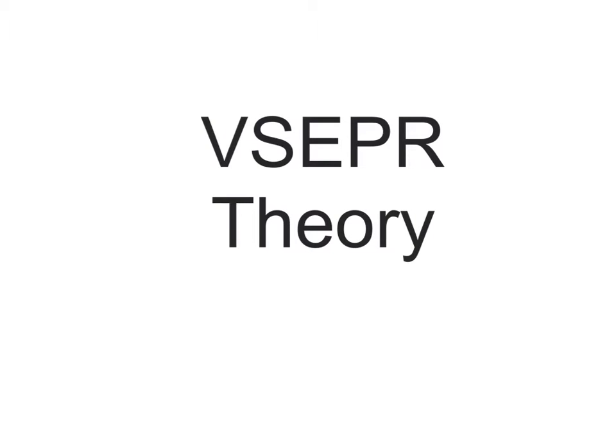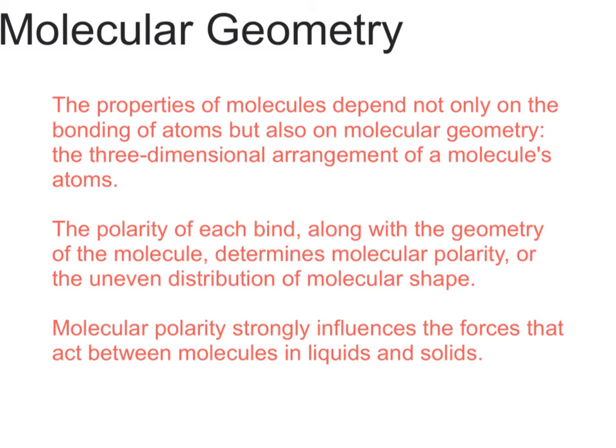In this screencast, we are going to go a little more in depth with the VSEPR theory. The properties of molecules depend not just on the bonding of the atoms, but also on the molecular geometry. So we're talking about the three-dimensional arrangement of the molecule's atoms. You want to remember that in chemistry, we're not talking about things that are two-dimensional. They're not flat. We're talking about three-dimensional molecules. That means they have depth to their shape, and this affects how they interact with each other.